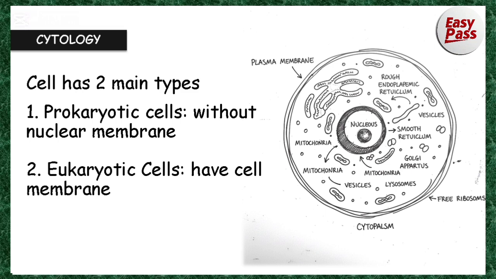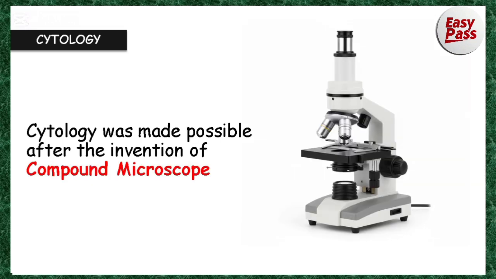I just believe that all cells actually came from the prokaryotic cell. In evolutionary trend, the prokaryotic cells existed before the eukaryotic cell. The study of cell, which is cytology, was actually made possible after the invention of the microscope, compound microscope to be precise, because cell itself is a microscopic part of life. It cannot be seen with unaided eyes.